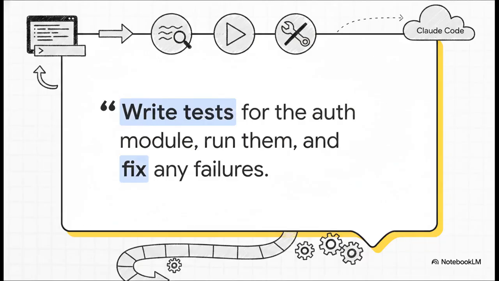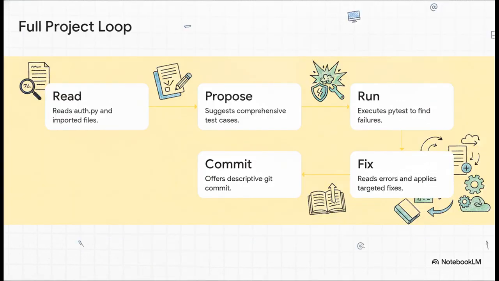You open your terminal, navigate to the project root, and instead of spending hours writing boilerplate, you issue this single, powerful compound instruction. Write tests for the auth module, run them, and fix any failures. That's it. You hit enter, and you kick off a completely autonomous process. And here is where it gets wild. You get to watch this build into an incredible agentic loop.